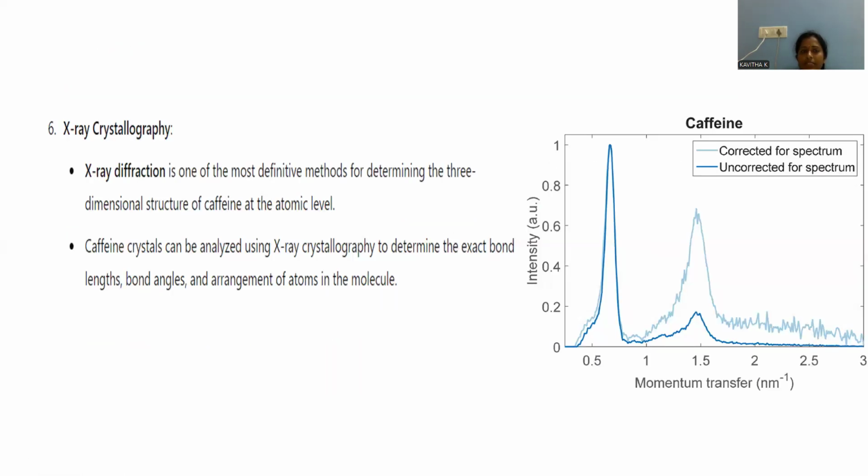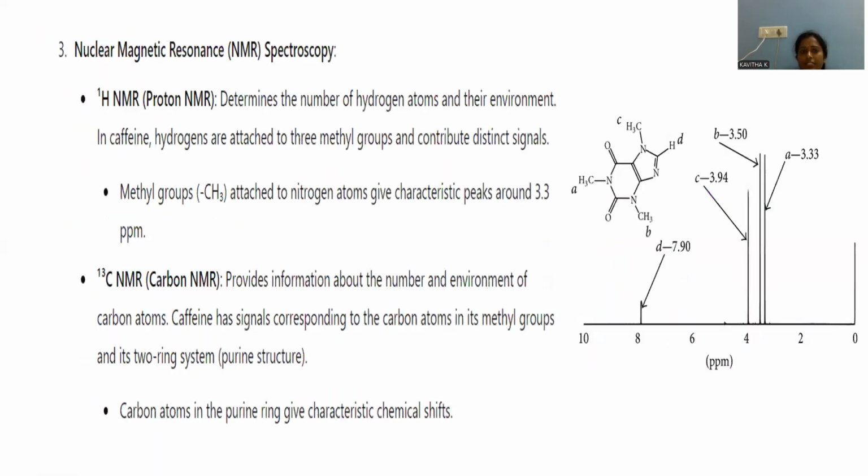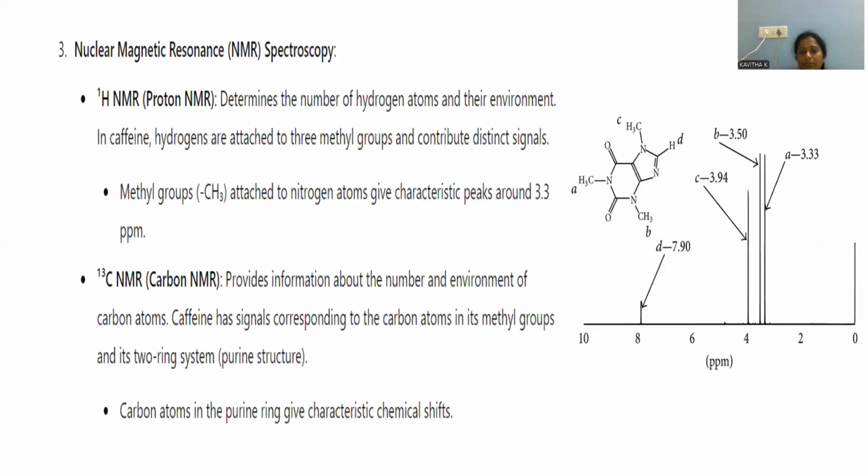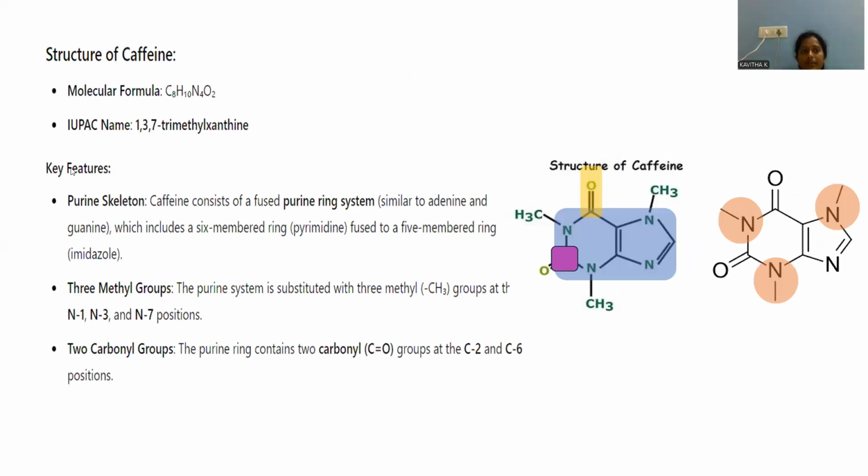Let's move on. By this, we completed the process called what? Structural elucidation. So the step-by-step analytical determination of the structure of caffeine is completed. Now we entered the segment called structure of the caffeine. After this entire structural elucidation, it is confirmed that the molecular formula of caffeine is C8H10N4O2. Right? This is the molecular formula for the compound.